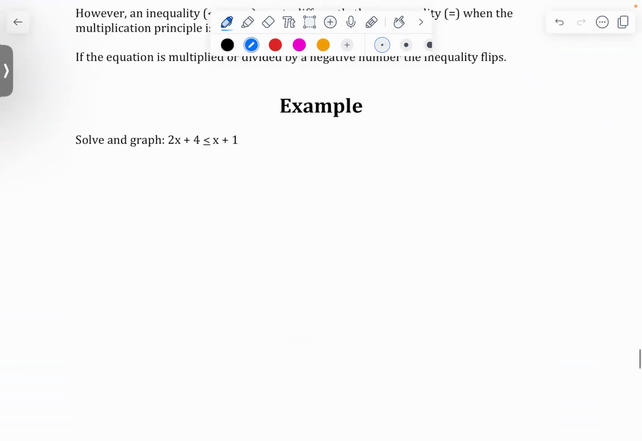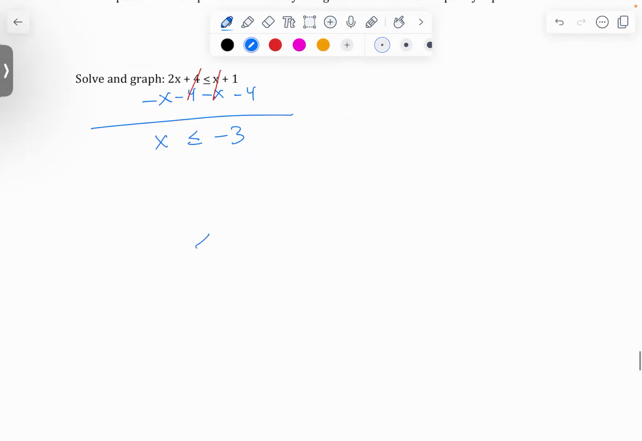So let's solve and graph the equation here. I'm going to move the x's to one side and the numbers to the other. So 2x minus x. Notice the 4's cancel and the x's cancel there. 2x minus x gives me an x on that side. This inequality does not change. It remains less than or equal to 4. 1 minus 4 is -3. Then we can graph that.